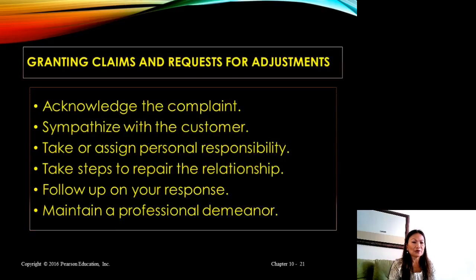Granting claims and requests for adjustment. Even the best run companies make mistakes. Each of these events represents a turning point in your relationship with your customer. In other words, every mistake is an opportunity to improve a relationship.